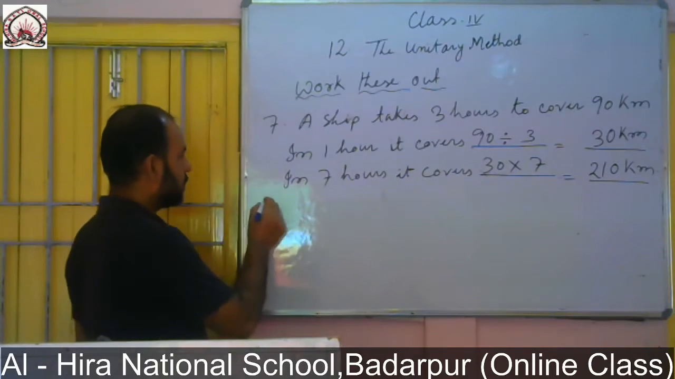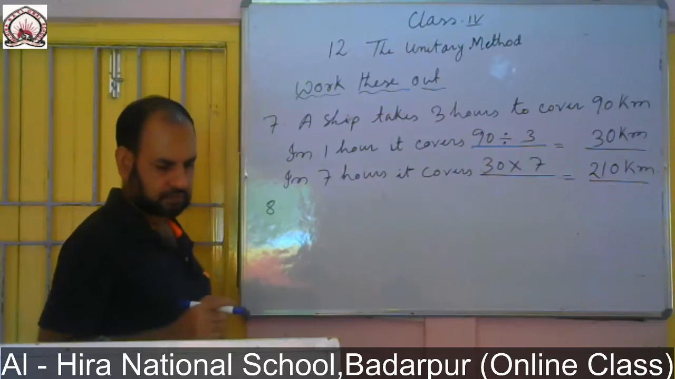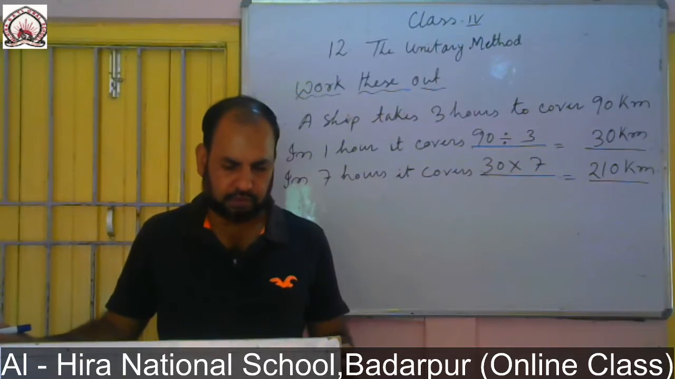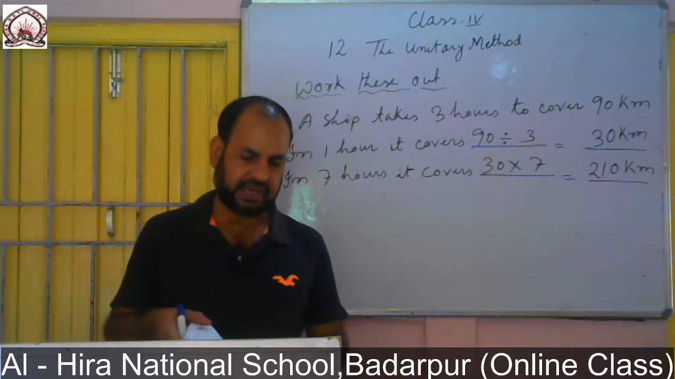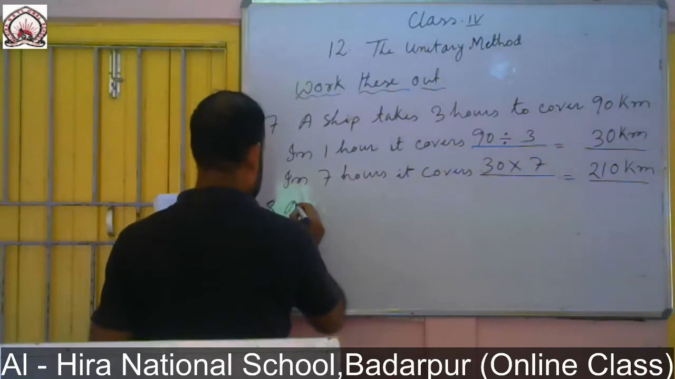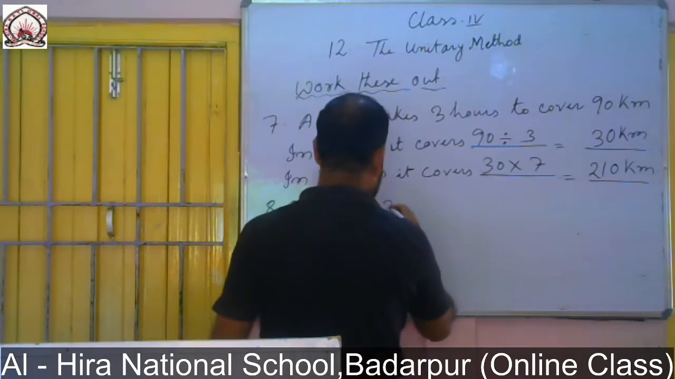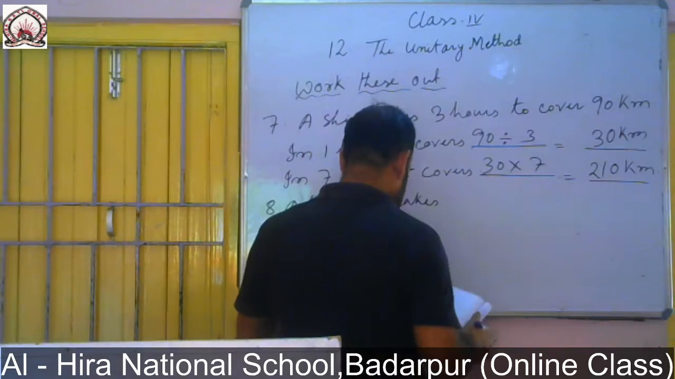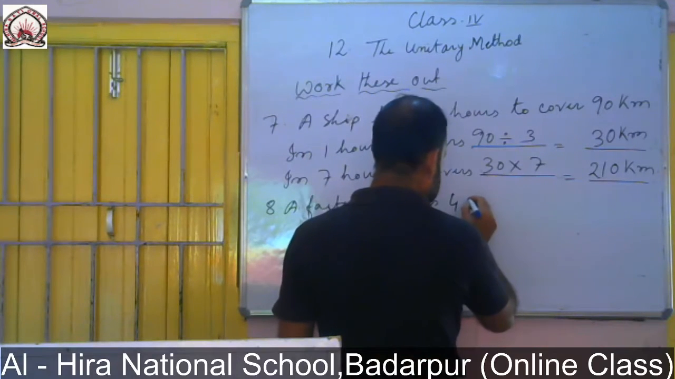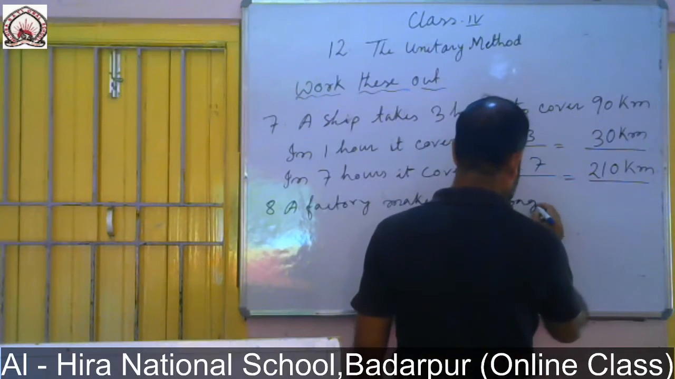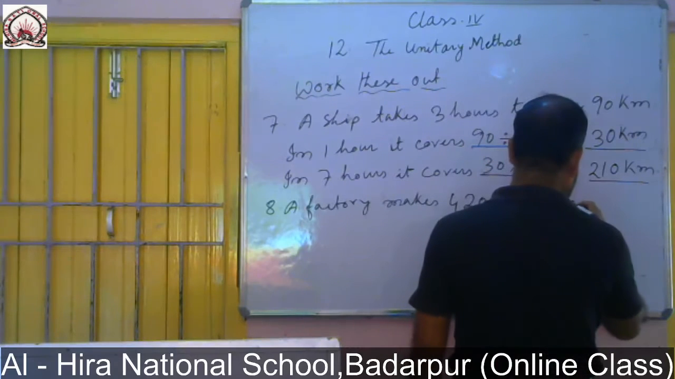Next, question number 8. If a factory makes 4,200 bags in a week, in one day it makes dash, in 30 days it makes dash. So a factory makes 4,200 bags in a week.